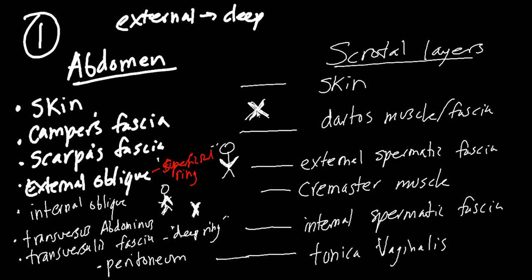These are pretty high yield topics. Depending on what class you're in, you may be expected to know this, you may not. Just realize that not every layer gets a derivative. The two that don't are primarily going to be your transversus abdominis muscle and your Camper's fascia, while the rest of the layers will give some sort of scrotal derivative, and that's due to that gubernaculum pulling everything down, and you get some layers with it.